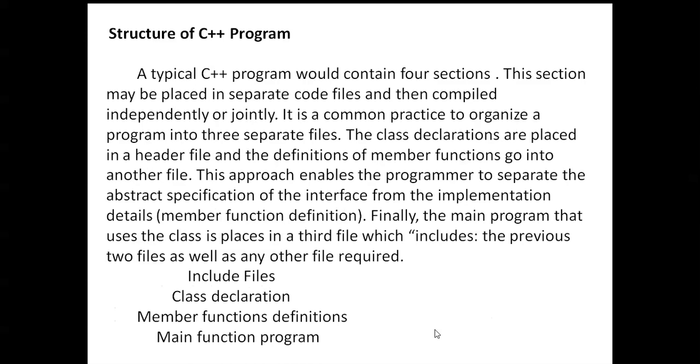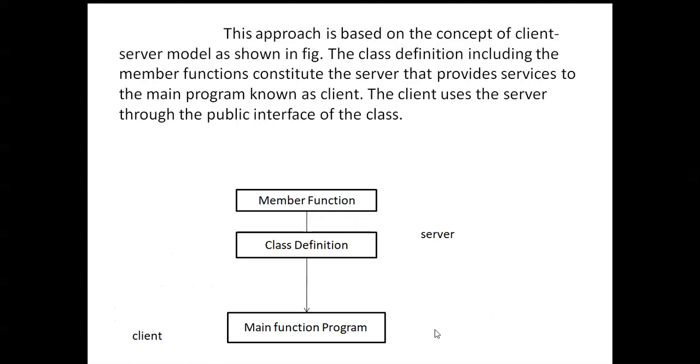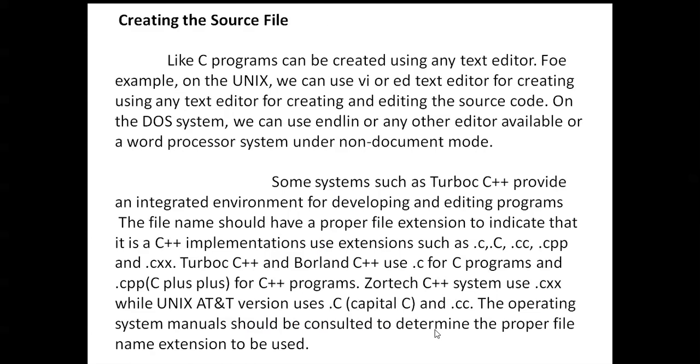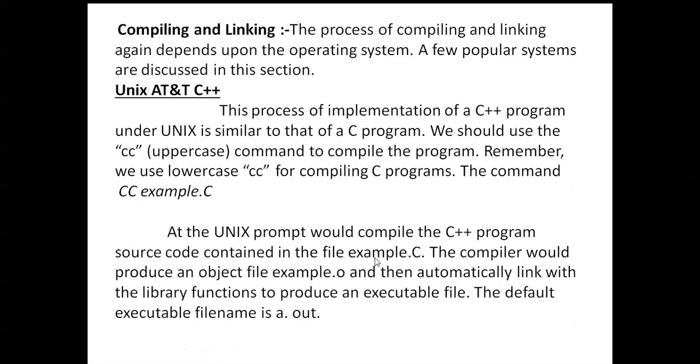Here, in the structure, four parts are there: include files, class declaration, member function definition, and main function program. And creating the source file: how can we create a source file? By using an editor, but in Turbo C++ and Borland C++ there is an integrated environment for developing and editing programs. When compiling and linking, we save the program with the extension .cpp, and then only our program is executed.